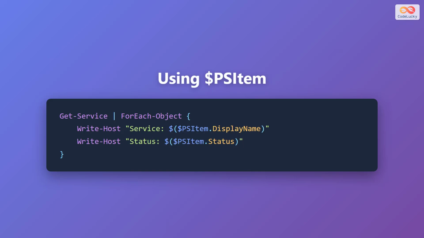Now let's see the exact same concept using $PSItem instead. This example retrieves Windows services using Get-Service. We access the DisplayName property to show the full service name and the Status property to show whether it's running or stopped. Notice how $PSItem is more explicit and readable than $_. Many developers prefer this syntax in production code because it makes the intent clearer, especially for team members who might read your scripts later.